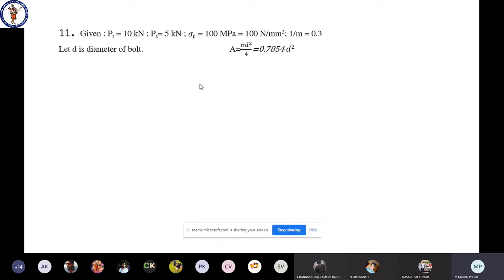As we want to calculate the diameter of the bolt, let us take d as the diameter of the bolt. Corresponding to that diameter, the cross section area is equal to pi by 4 d square. That is the area of a bolt. By simplifying that, we are getting 0.7854 d square. This is the cross section area of the bolt.